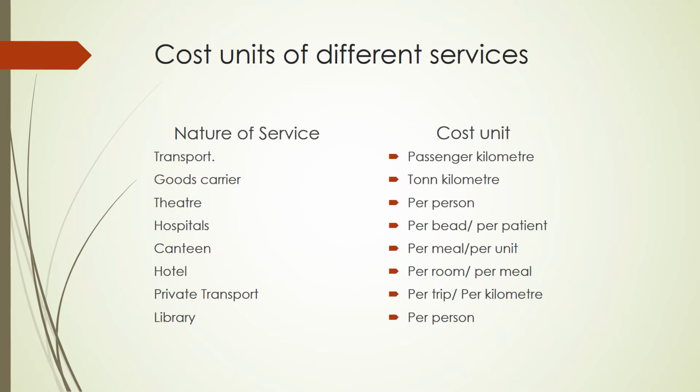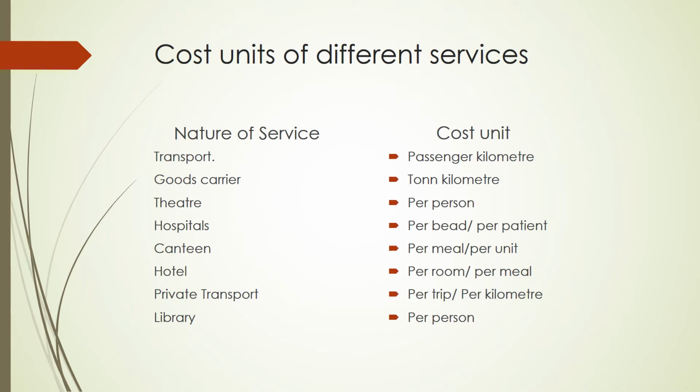Here we can see different cost units used for different services of undertakings. Transport services normally use passenger kilometer, and goods carriers can use ton kilometer. Theatres can use per person, and hospitals per bed or per patient. Canteens can use per meal or per unit. Hotels use per room or per meal. Private transport uses per trip or per kilometer. Libraries use per person. So this cost unit is designed by the undertaking itself according to its nature of business and other terms related to that particular business.